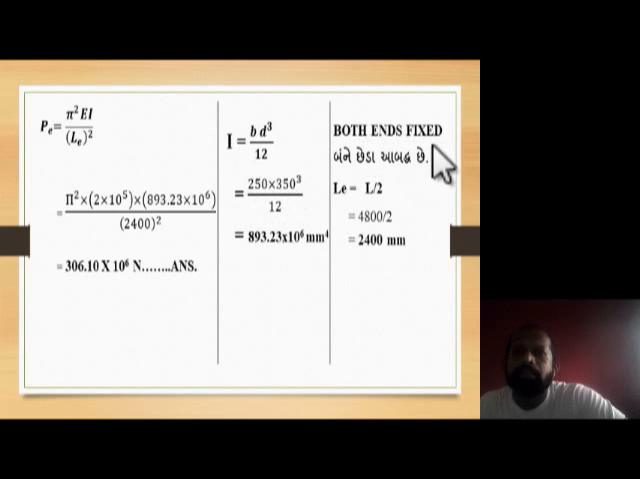Both ends of the column are fixed. So LE is equal to L divided by 2. L is 4800, divided by 2. You will get 2400 millimeter.